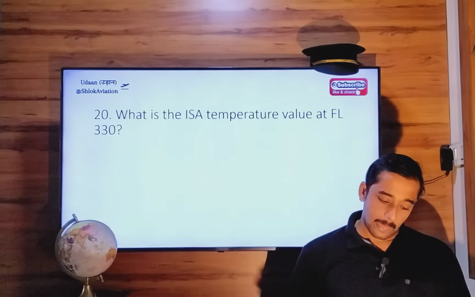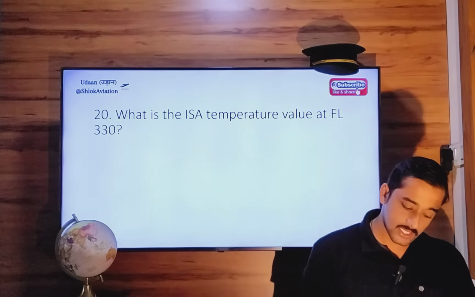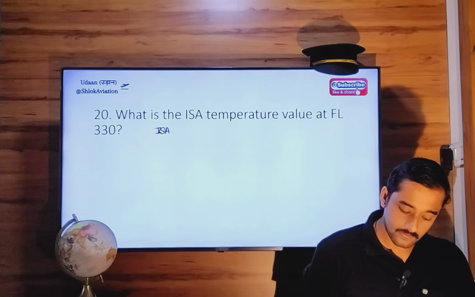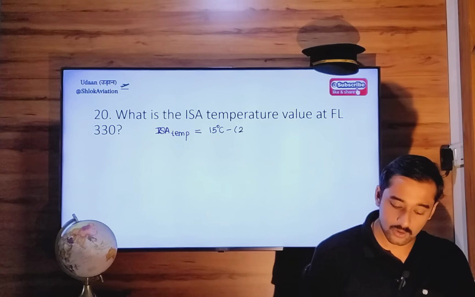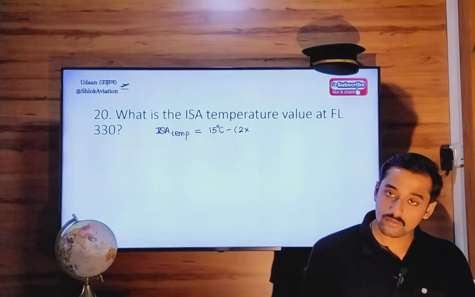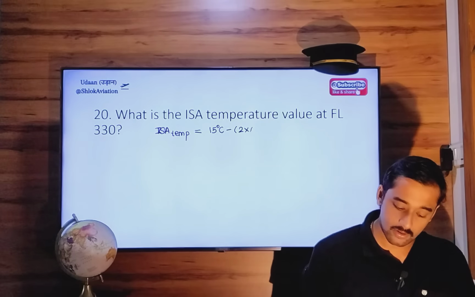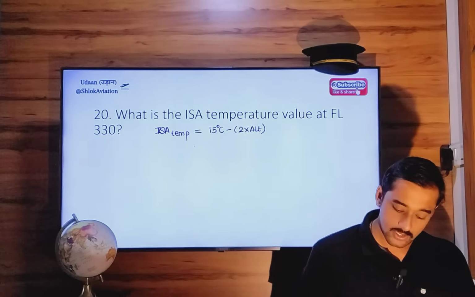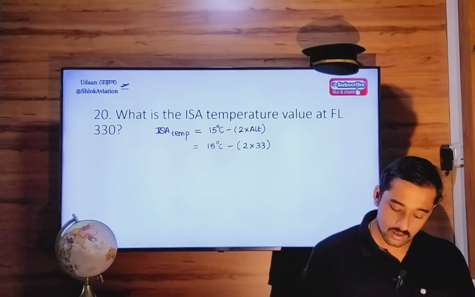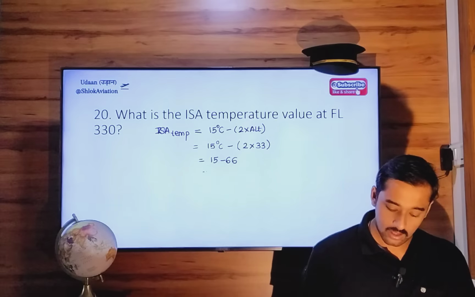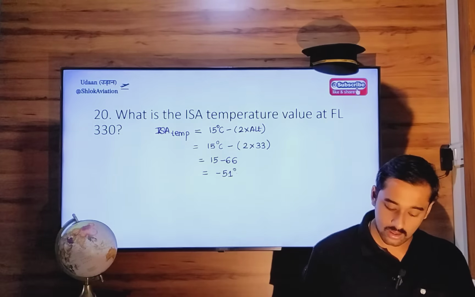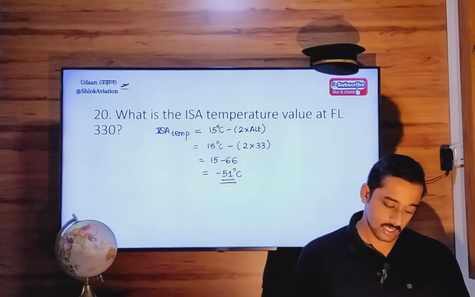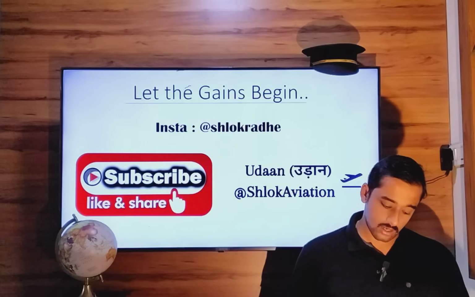Question number 20. What is the ISA temperature at flight level 330? ISA temperature equals 15 degrees Celsius minus 2 into altitude in thousands of feet. So 15 degrees Celsius minus 2 into 33. So 15 minus 66. 15 minus 66 is minus 51. Minus 51 degrees Celsius.